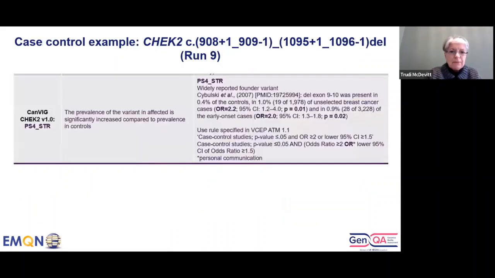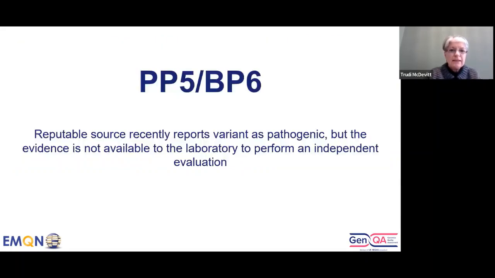So next slide, please. Case control information can also be available in the literature. So in this CHEK2 variant, which was one of the cases involving a deletion of exon 9 to 10, in this 2007 paper, it's presented to be present in 0.4% of the controls and in 1% of unselected breast cancer cases, giving you a significant p-value of 0.02 and allowing PS4 to be used at a strong level. So next slide, please.